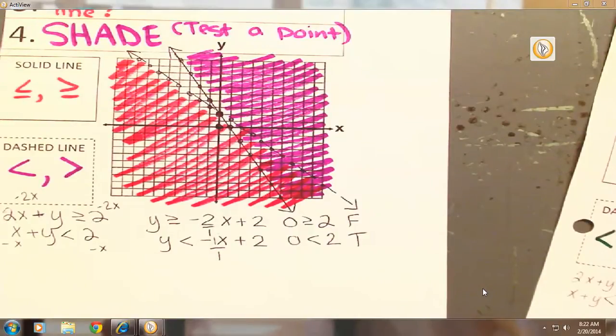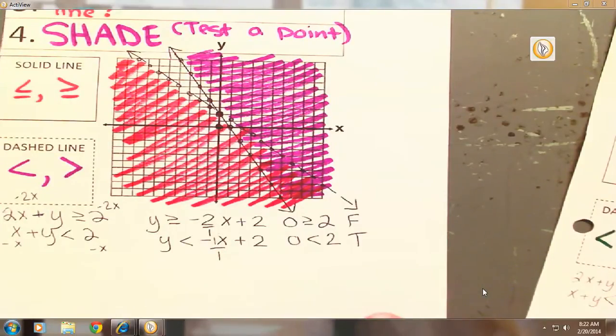Now, as far as our answer, I don't want where the lines intersect. When we're graphing systems of equations, we would name that point where they intersect. I'm more interested in where your shadings overlap. Can you look at the graph and easily tell where your shadings overlap?